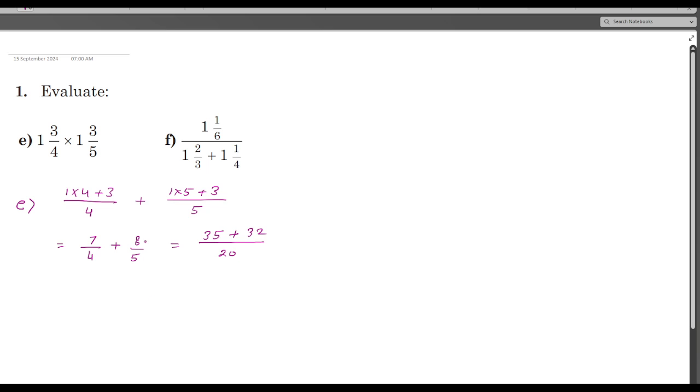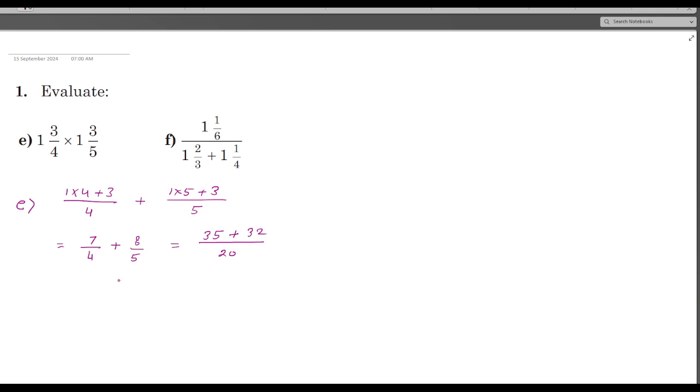Okay, so again here we are making our denominator same, that is denominator 20, LCM of 4 and 5 is 20. So this 7 by 4, we will multiply and divide by 5, and this 8 by 5 we will multiply and divide by 4. So 35 divided by 20 and 32 divided by 20, so that is 35 plus 32 divided by 20.